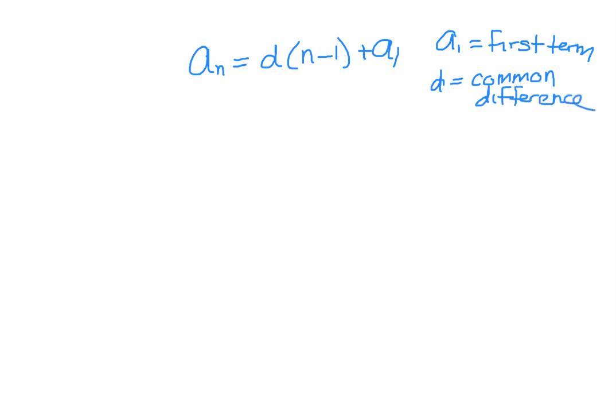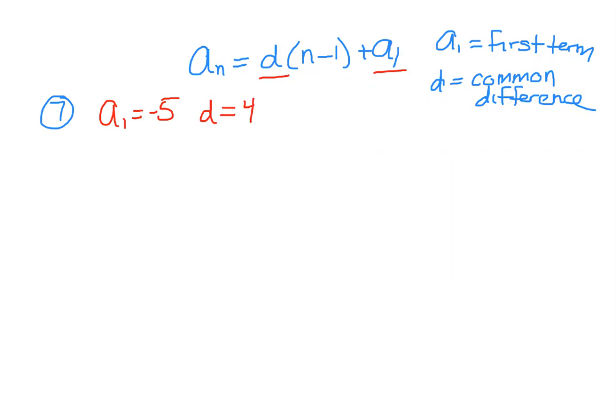Okay, so let's look at the next examples. Write a rule for each sequence and then find the indicated term. So number 7, in order to use this equation up here, we need to know d and we need to know a1. For number 7, a1 is -5 and d is 4. All of these sequences right here are arithmetic. You don't have to check to see if they are.